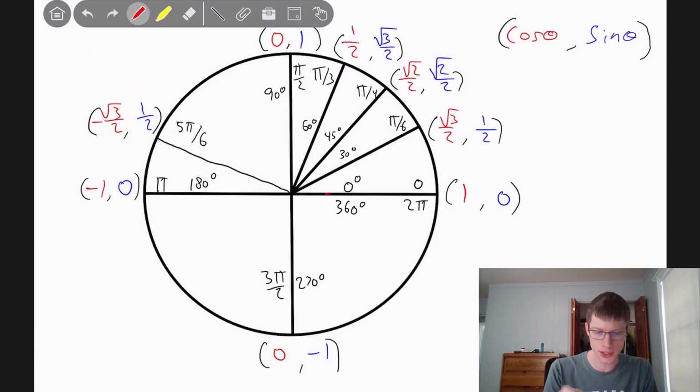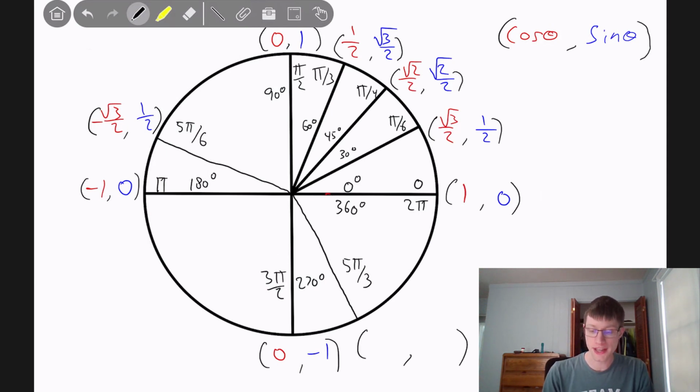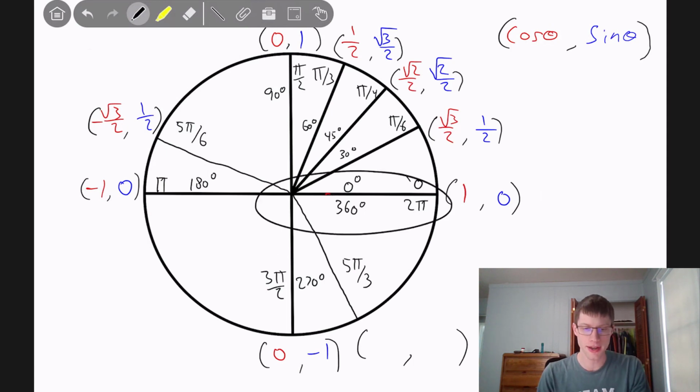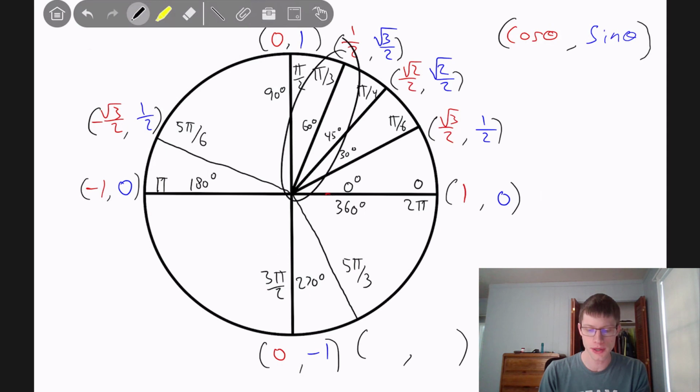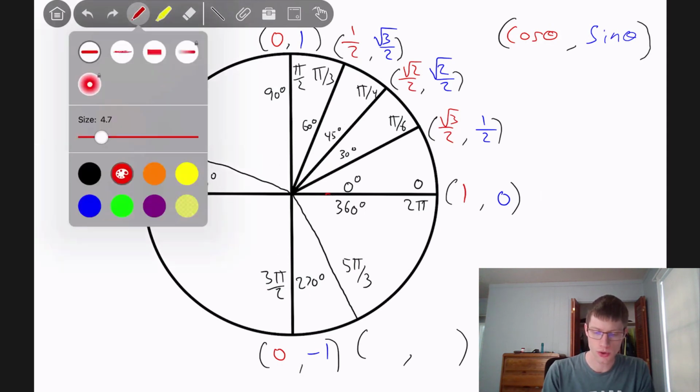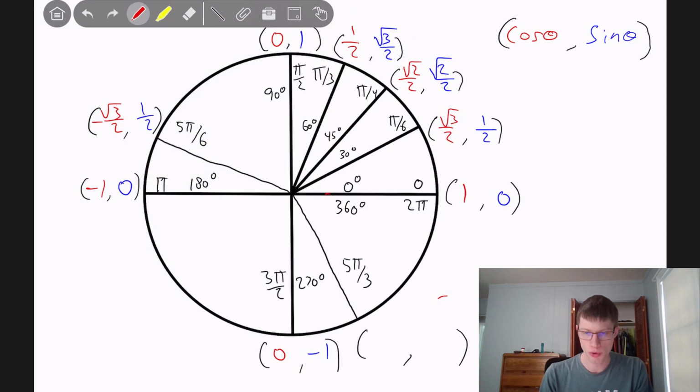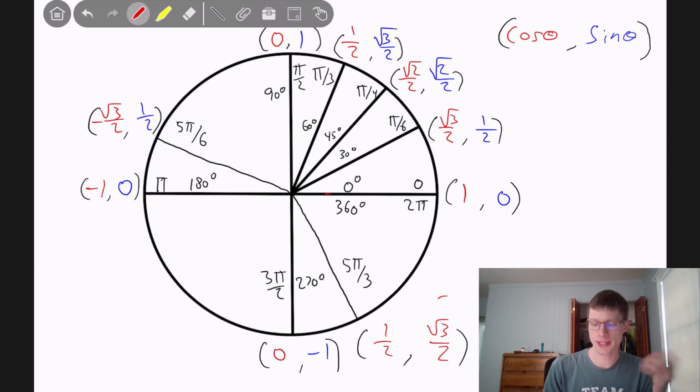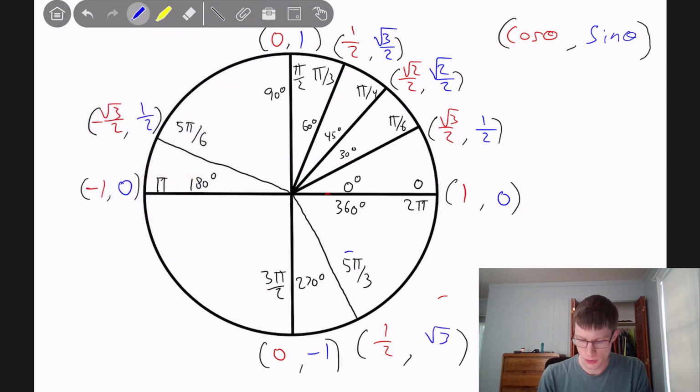Or if someone asks you, let's just create another one here. We've got this angle, and let's say it is 5 pi over 3 over here. How do I know the x and y coordinates? Well, 5 pi over 3 is 1 pi over 3 below the positive x-axis, so the reference angle is going to be pi over 3. So that means I'm going to have the same x and y coordinates. I'm still going to be at 1/2, square root 3 over 2. The only change is the signs could be switched. Square root 3 over 2.